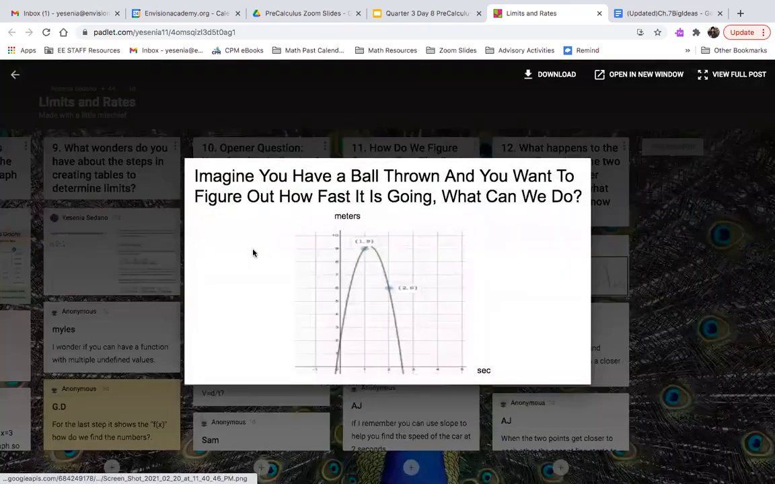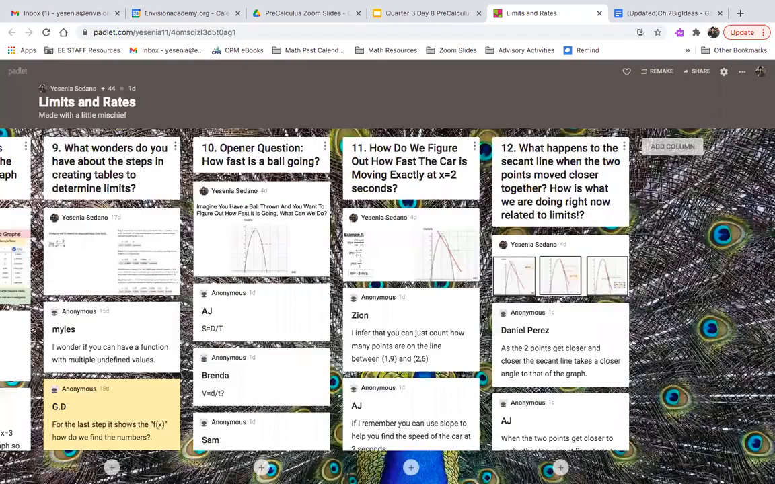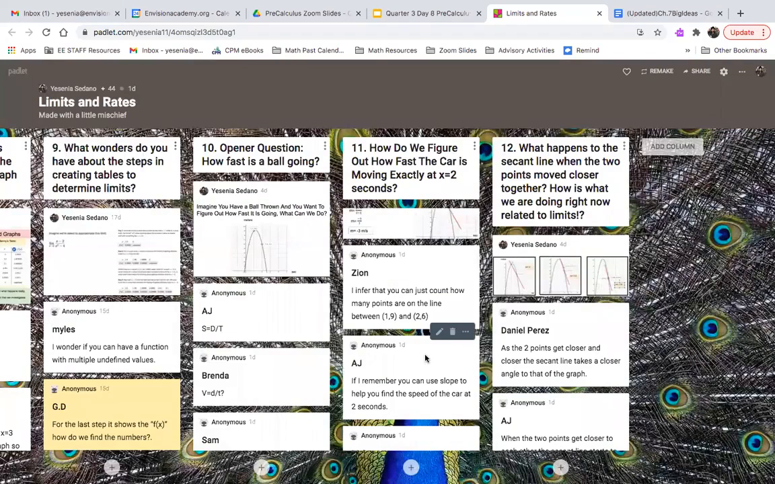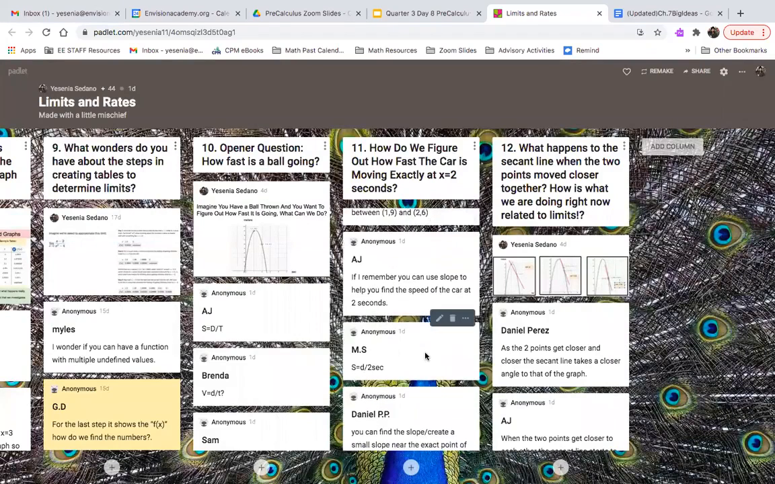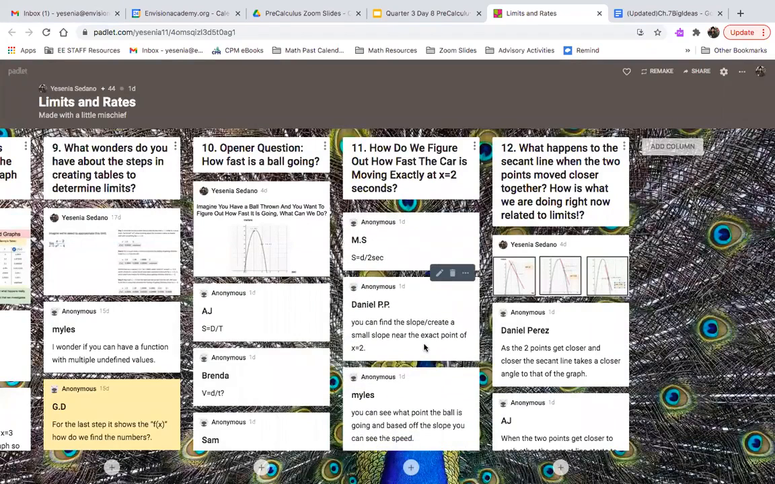First I asked you all, what can we do to figure out how fast a ball is going if we're given its motion and its graph like this, where its height is in meters and time is in seconds, if you see the labelings right here? And a lot of you mentioned slope. A lot of you mentioned some physics formula. A lot of you mentioned distance over time. That was the most mentioned. And all of those were correct.